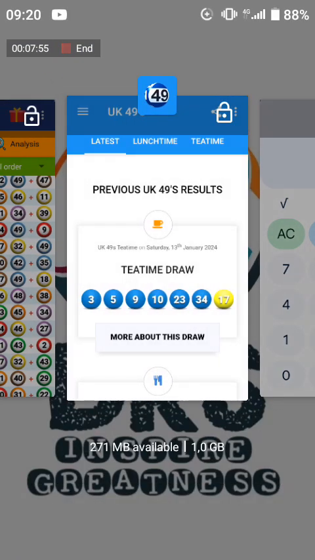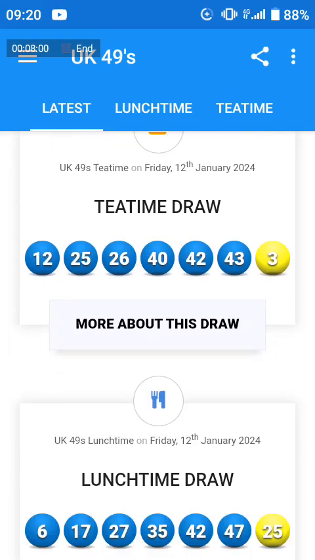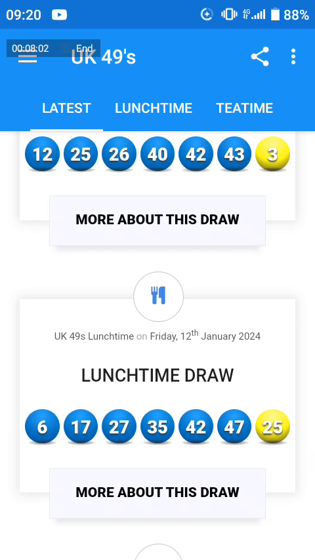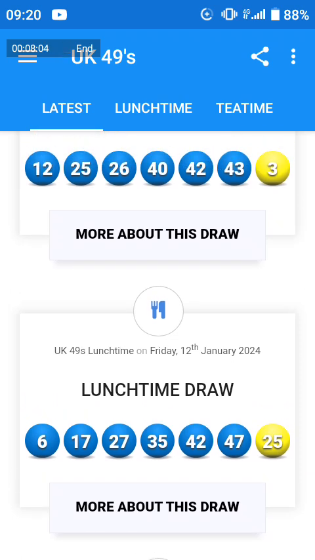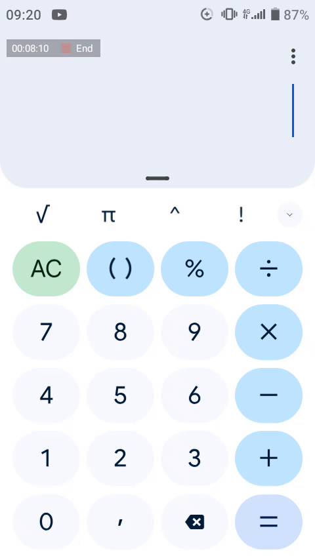Now, let us go on the middle numbers, the numbers that sit directly in the middle. Now, on the 12th, the numbers that are sitting directly in the middle on lunchtime, we have 3 and 5. This 3 and 5, I'm going to organize it. I'm going to say 3 and 5.